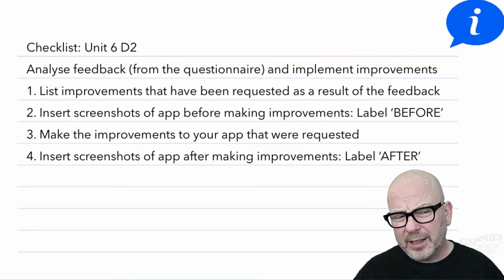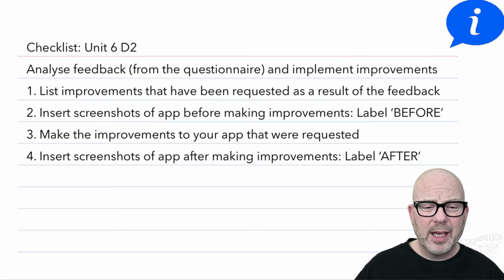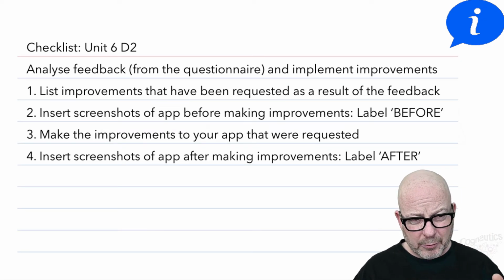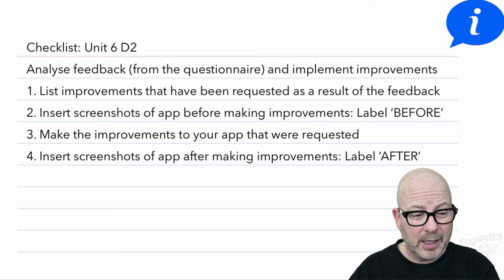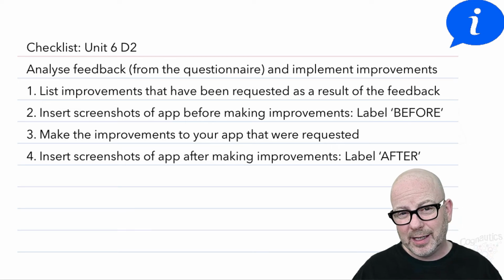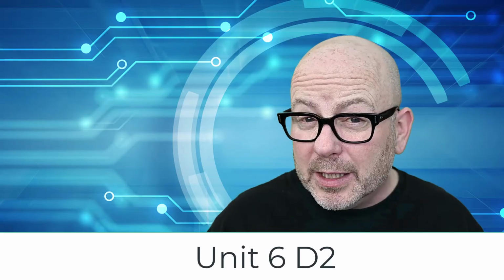So, final checklist: analyse feedback from the questionnaire, make a list of the improvements, and actually make those improvements. Do the before, screenshot it, label it before, make the changes, screenshot it and label it after, and then make sure you've got that analysis there to show why this might benefit either the client or the end user, or both. I hope this has been useful.